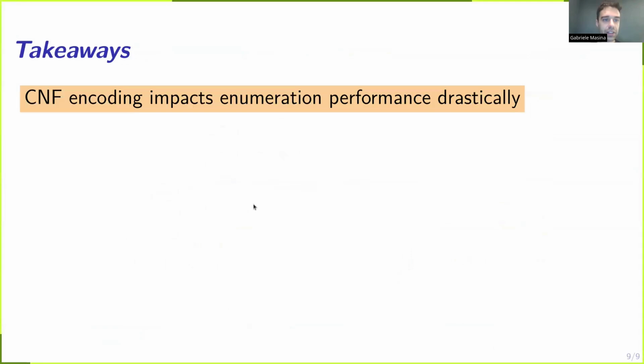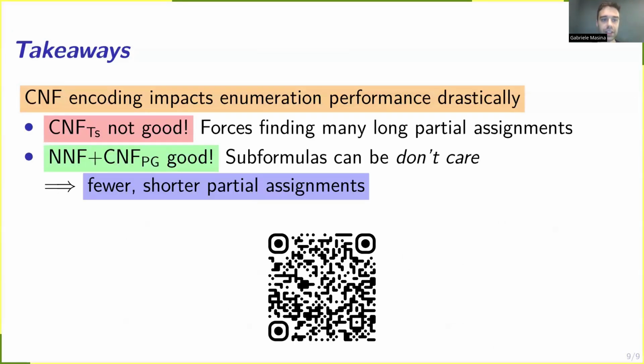So takeaways, the CNF encoding impacts enumeration performance drastically. The Tseitin encoding is not suitable for enumeration because it forces finding many long partial assignments, whereas a combination with NNF plus Plaisted and Greenbaum encoding is very good because it allows to find fewer shorter partial assignments.